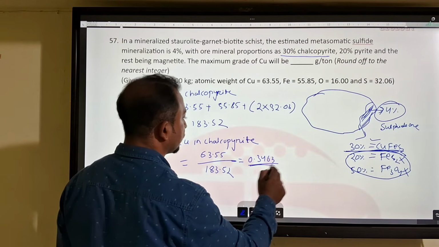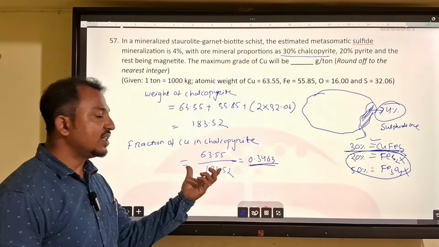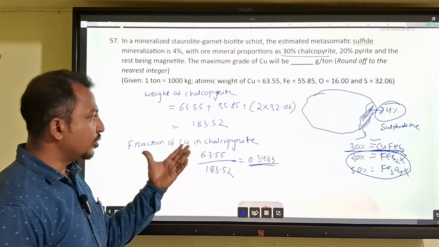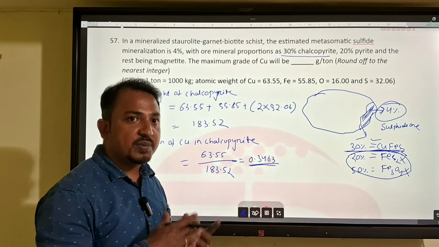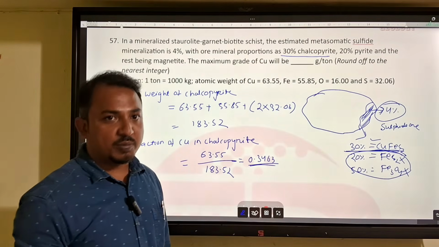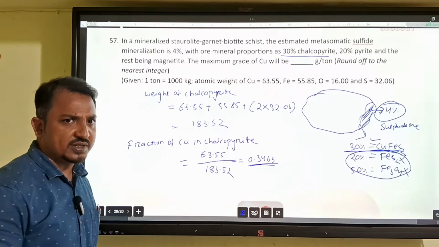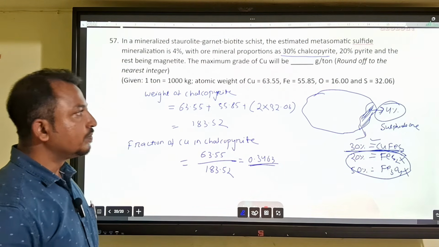0.3463. This much copper is present in chalcopyrite. When we have only chalcopyrite, that means 100% chalcopyrite, from that 34.63% will be copper.